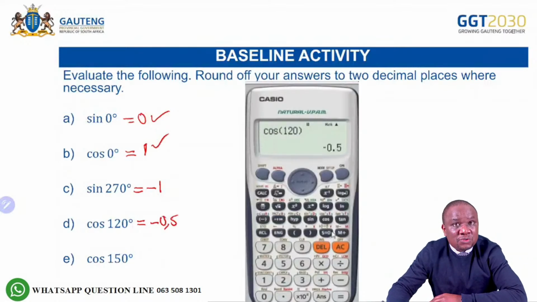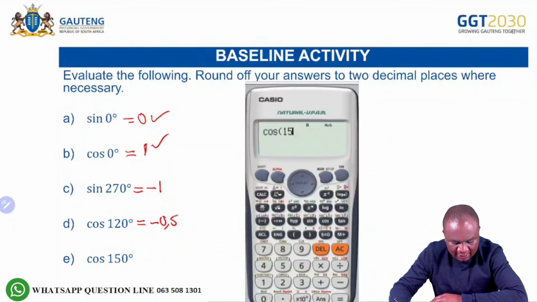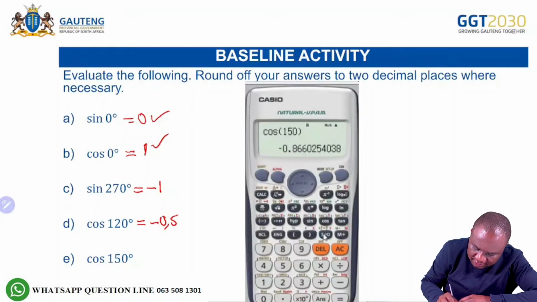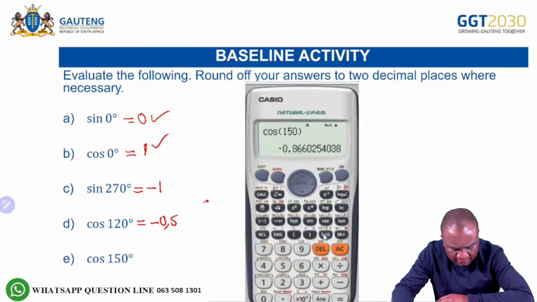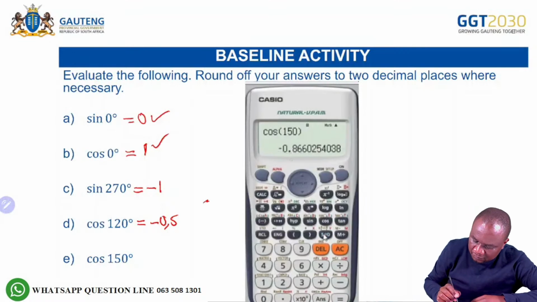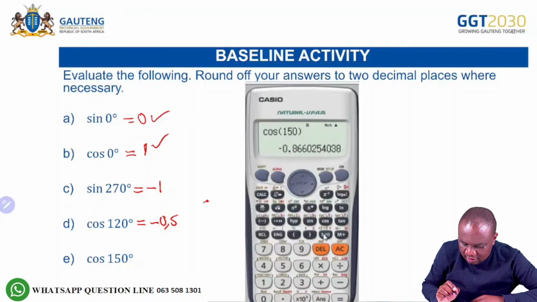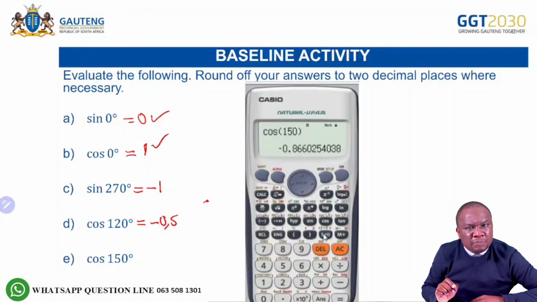Okay, right. The last one, cos 150. So you go to cos, then 150, close bracket, equals. What do we get? Press SD. We get -0.866. Now, because of this 6, you see there's 86 and then the third 6. Because of the third 6, the second 6 is not going to be rounded up, since the 6 on the third decimal place decides the rounding.